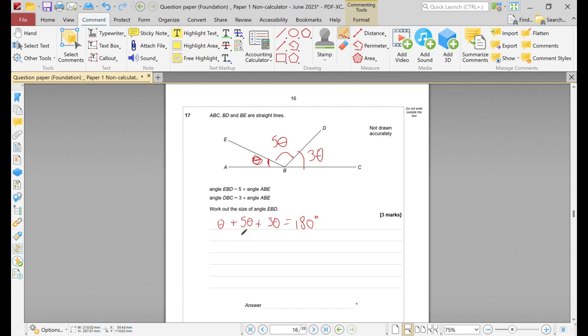So how many theta is that? That's 9 theta is equal to 180. When I say theta, it's a letter of the Greek alphabet, it looks like that. So we're going to divide this by 9. Theta is equal to 20 degrees. EBD is 5 times 20 degrees. So 20 times 5 is equal to 100. So that's going to be 100 degrees.